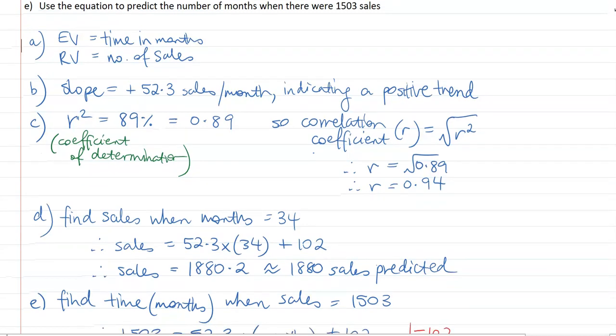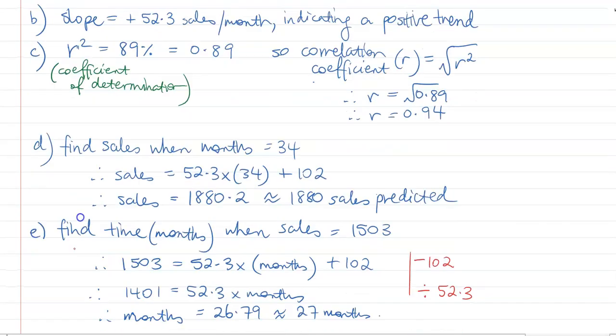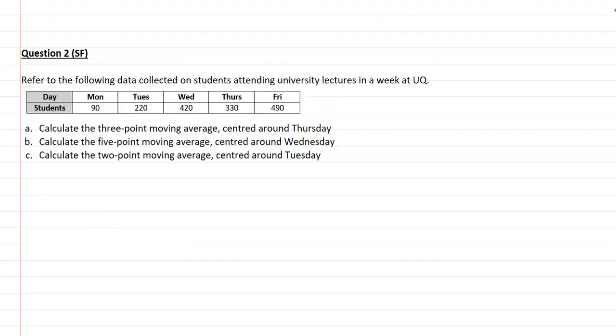For part E, use the equation to predict the number of months when there are 1,503 sales. So again, this is simple substitution. I'm just subbing in the sales value is 1,503 and I'm finding months. So again, I'm using my amazing solving equation skills. So I'll minus 102, divide by 52.3, and I end up with my months as 26.79, which is approximately 27 months. Let's move on to question 2.